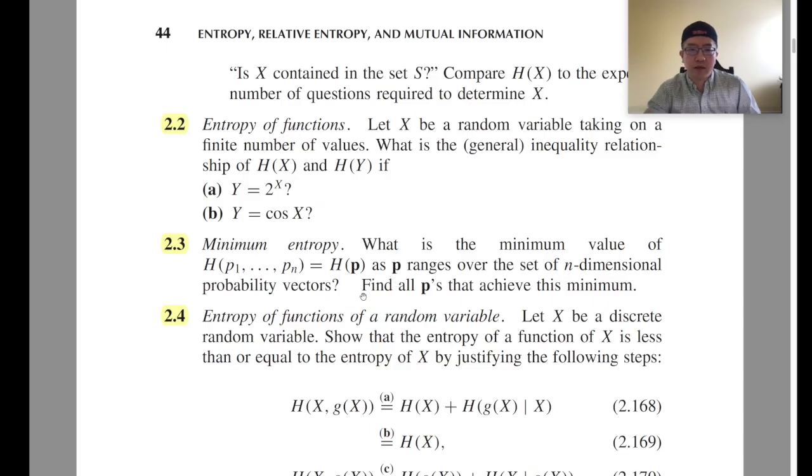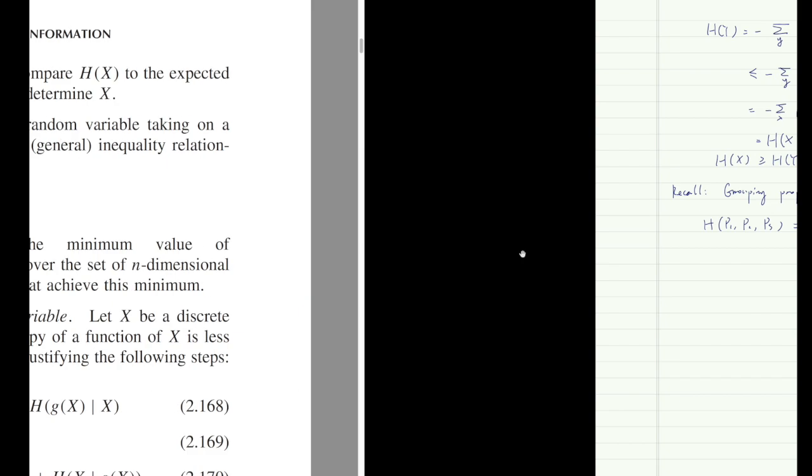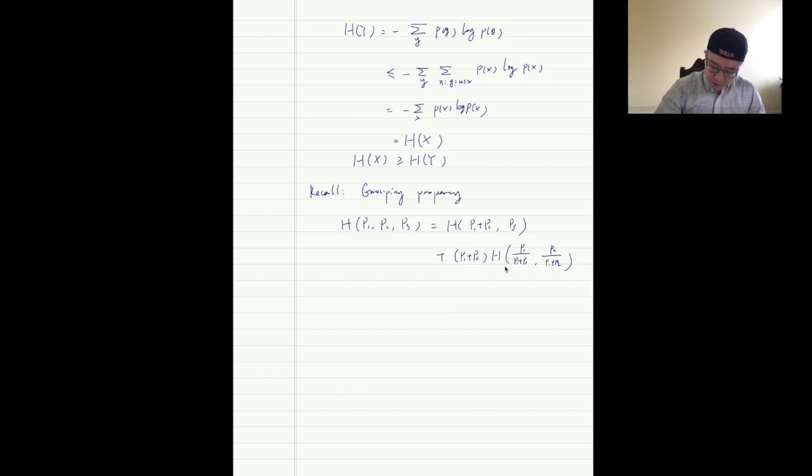And then ask to find all the possible p that achieve this minimum, right? So let's see how we can solve this problem. We know that entropy is always bigger than or equal to 0, right? And you can see this entropy also equals negative sum over x of p(x) log p(x), right? And clearly, in this case, each of the terms is positive, right?